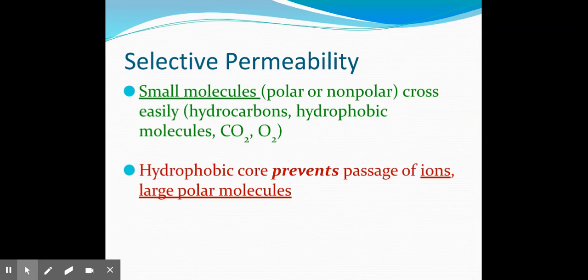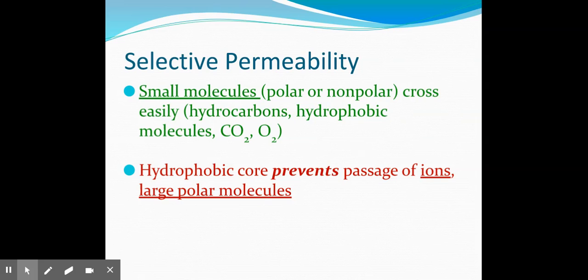Now, there are two different major groupings here. So we have these small molecules. These could be polar or nonpolar. They are much more easily able to move across. A few examples might be things like hydrocarbons, which are hydrophobic, carbon dioxide, and O2 molecules. Those last two in particular are things that we're for sure going to be focusing on, especially when we come back to talk about cell respiration and photosynthesis.